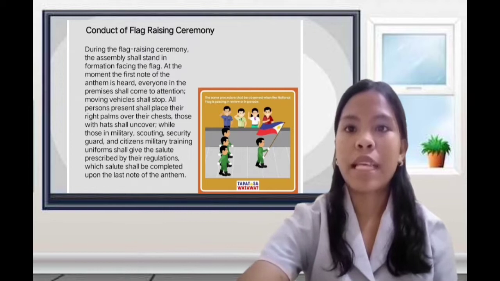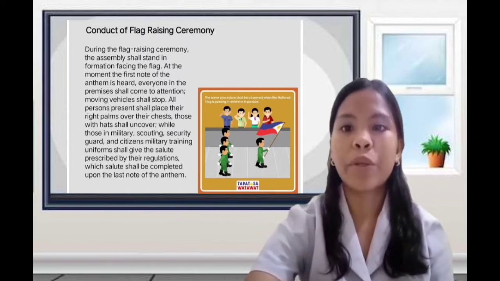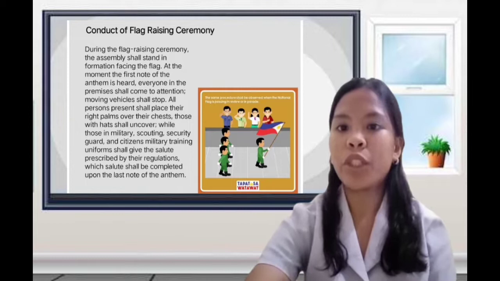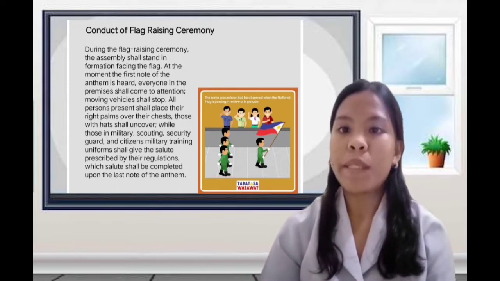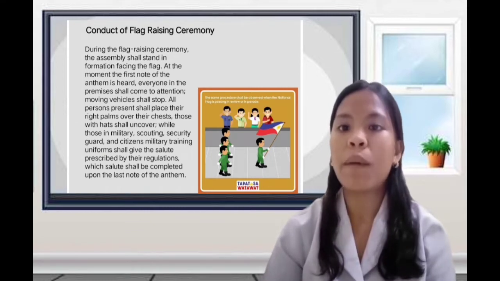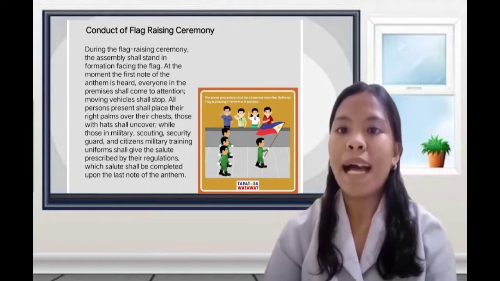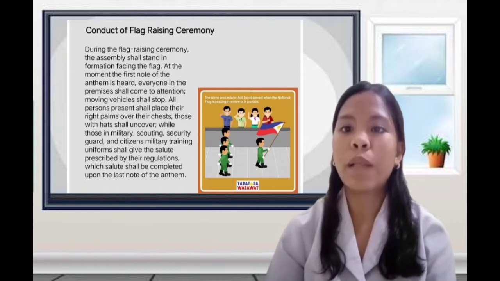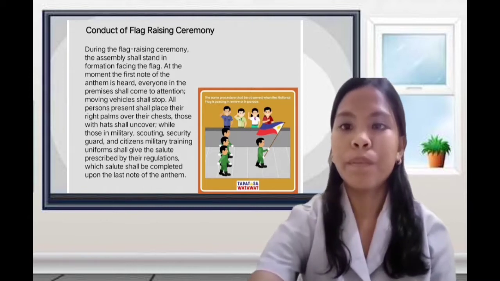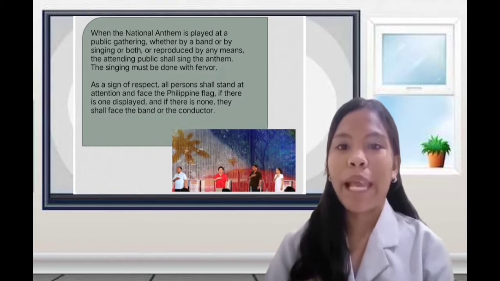Conduct of flag raising ceremony. During the flag ceremony, the assembled shall stand in formation facing the flag at the moment the first note of the anthem is heard. Everyone in the premises shall come to attention. Moving vehicles shall stop. All persons present shall place the right palm over their chest. Those with hats shall uncover. Those in military, scouting, security guard, and citizen military training uniform shall give the salute prescribed by their regulation, which salute shall be completed upon the last note of the anthem.